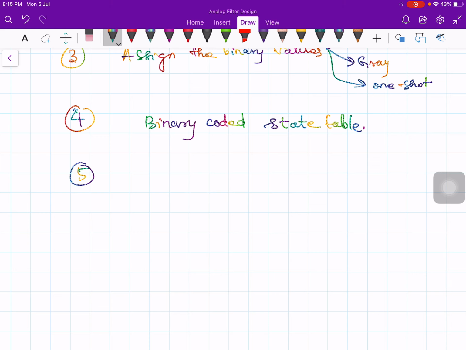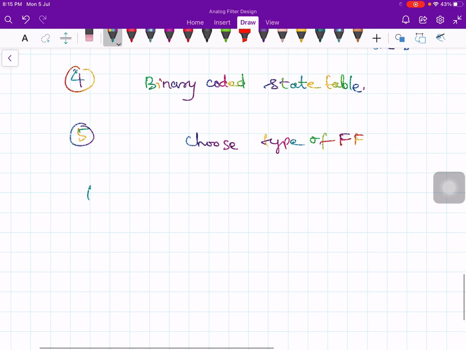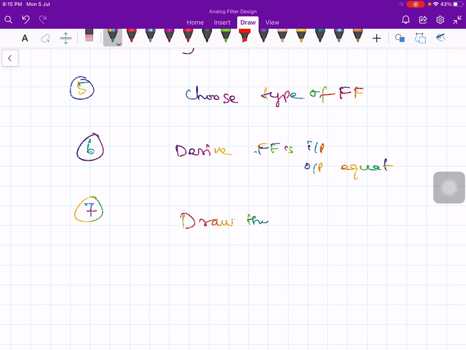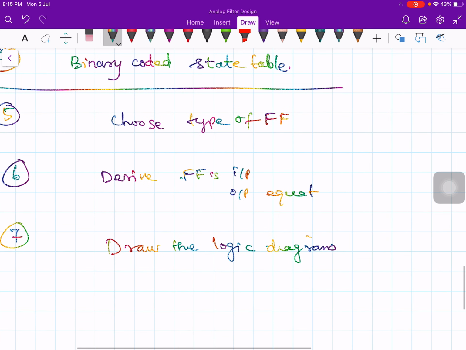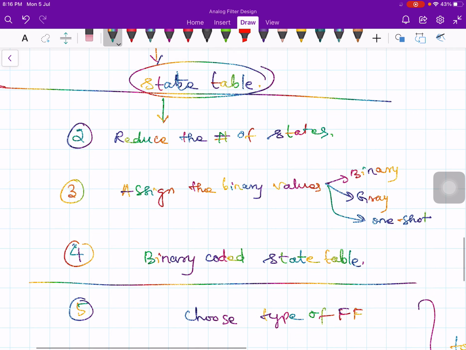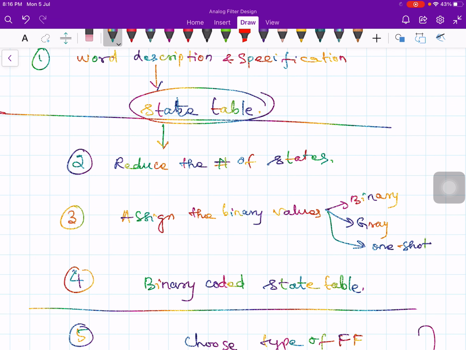The fifth step is, choose the type of flip-flops, which flip-flop you are going to use. The sixth one is, derive the flip-flop input and output equations. And the seventh step is, draw the logic diagram. Up to four steps we did in the last lecture, and these three steps we are going to discuss in today's lecture. As I said, the first step is the crucial part of the process, because the succeeding steps depend on the first step. Second, third, fourth, fifth steps all depend on the first step. If you make a mistake in the state table, the entire effort will be wasted.